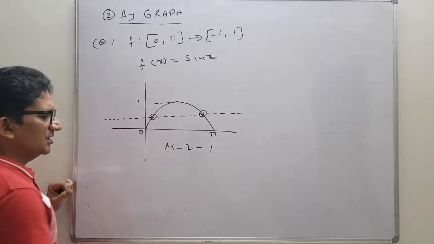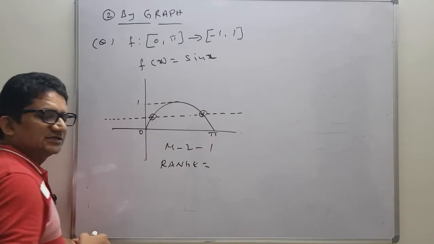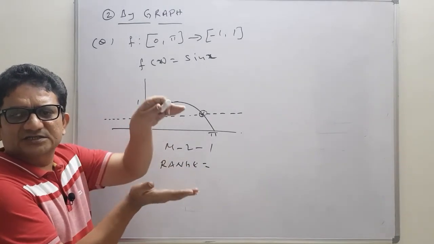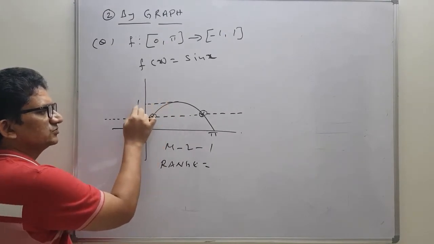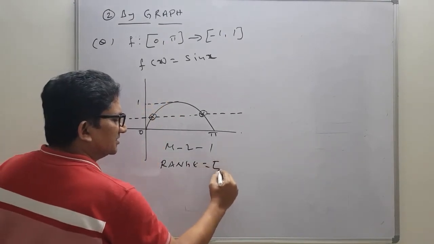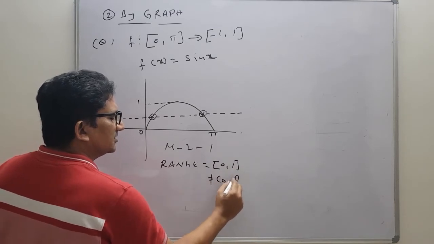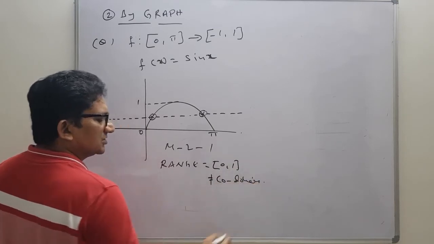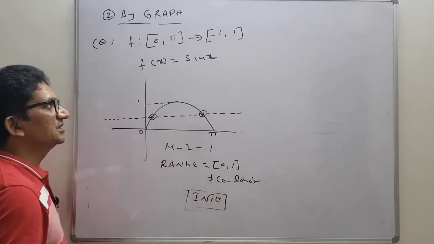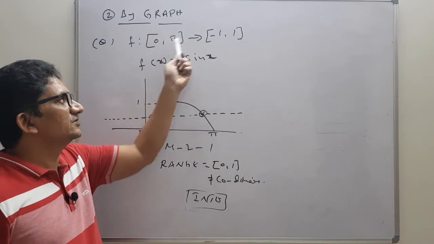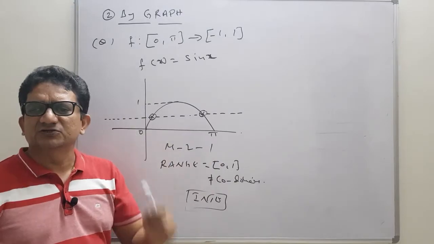Now we will come to the range part. The range of the function is how much the graph spreads along the y-axis. From 0 it went up to 1. So the range of the function in this situation is 0 to 1, which is not equal to the codomain. When the range is not equal to the codomain, the function is into. So in this interval, sin x is many to 1 and into.